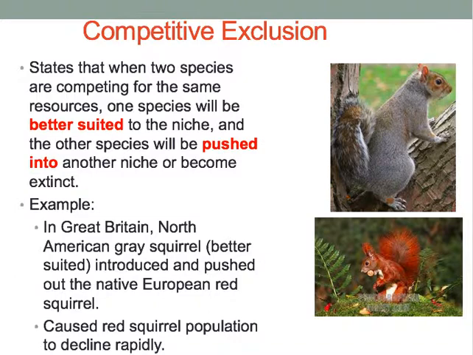Again, this states that when two species are competing for the same resources, one species will be better suited for that niche, and the other species will be pushed into another niche or become extinct. That doesn't mean that one species is necessarily going to take over that entire ecosystem. Sometimes they might just take over a different part of that ecosystem. You can talk about possibly different species of barnacles that might live on different parts of a rock. They just might take over a different niche within that environment.